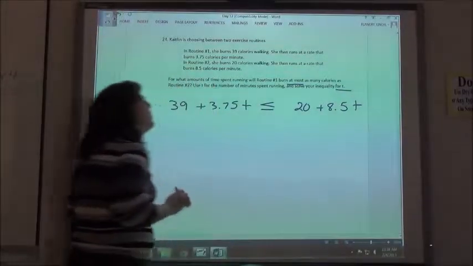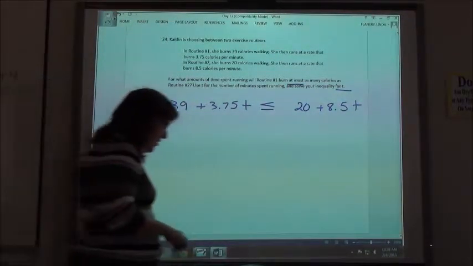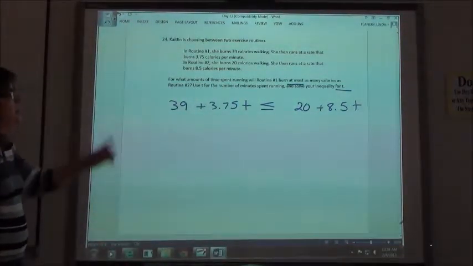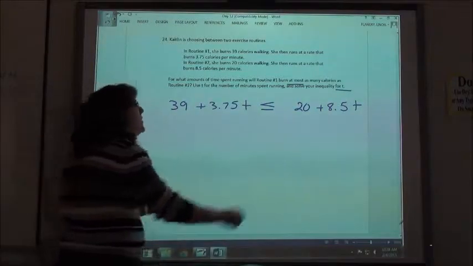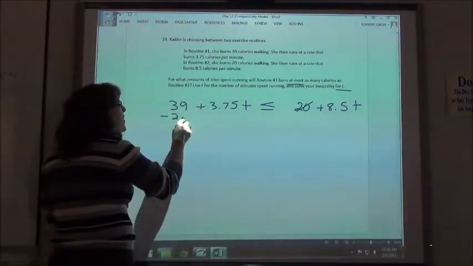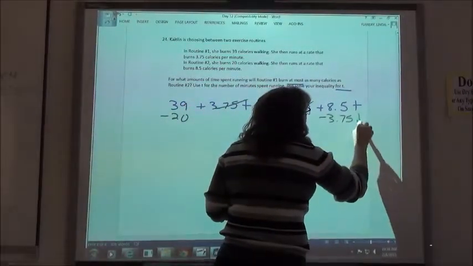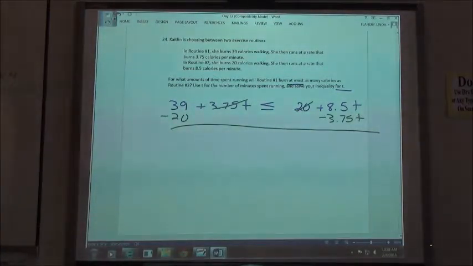So you might want to pull out those ones that you did previously where you had all those little things that said at least, at most, all of those things, so that you can look and say, oh yeah, that's what the symbol is. And then of course we solve it for T. Now in this one, if we're going to solve it for T, what might we want to do first? Minus the 20. Minus the 20 to move that over here, and minus the 3.75 T. And that way your T stays positive and you don't have to worry about dividing by a negative.